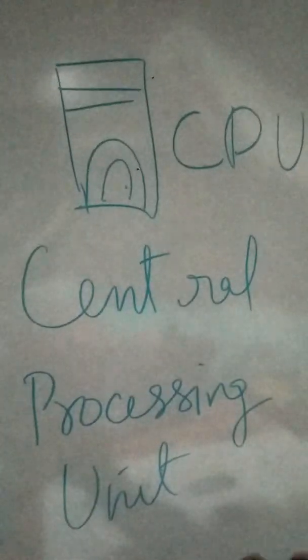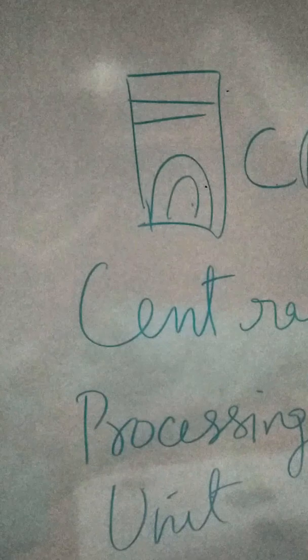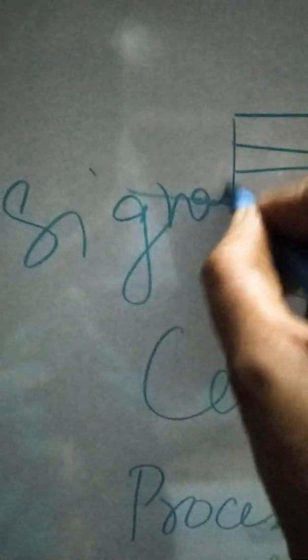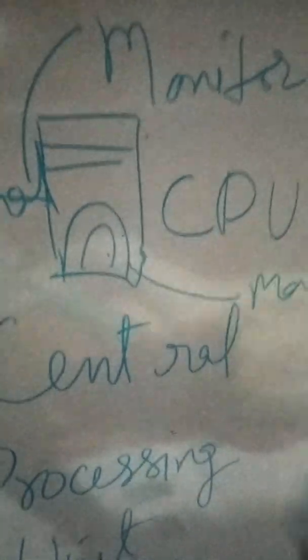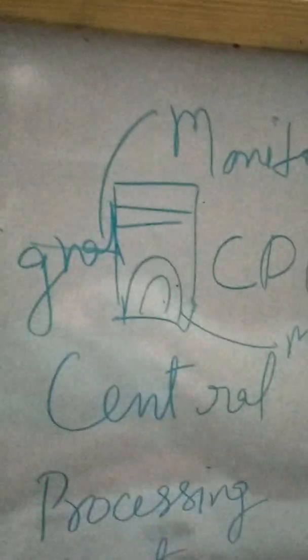The full form of CPU is Central Processing Unit, and all the work is done by the CPU. It gives the signal to the monitor, to the mouse, to the keyboard, and to all the parts of the computer. So it is the most important part of the computer system.